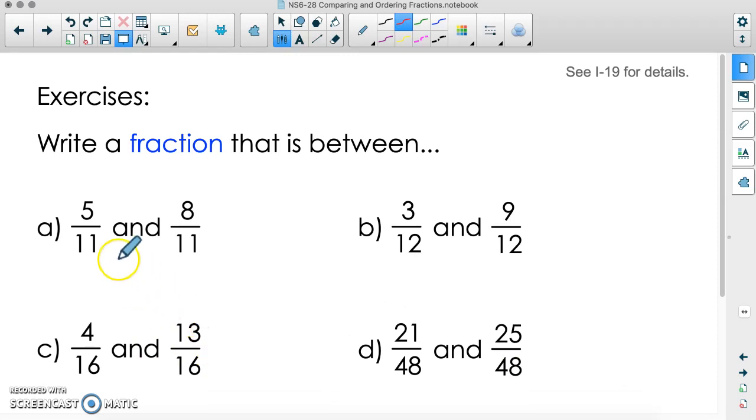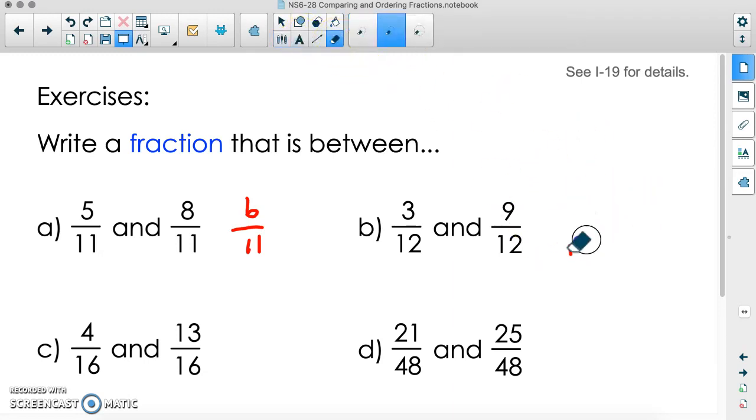So if you're given 5/11 and 8/11, what number would fall in between there? Well, an example that could fall in between could be 6/11. That would fall in between. So would 7/11 as well. Now here, for B, you're given 3/12 and 9/12. What would fall in between there? Well, we could say that 5/9 would fall in between there, but so would 4/9, 6/9, 7/9, 8/9, or 12ths, sorry.